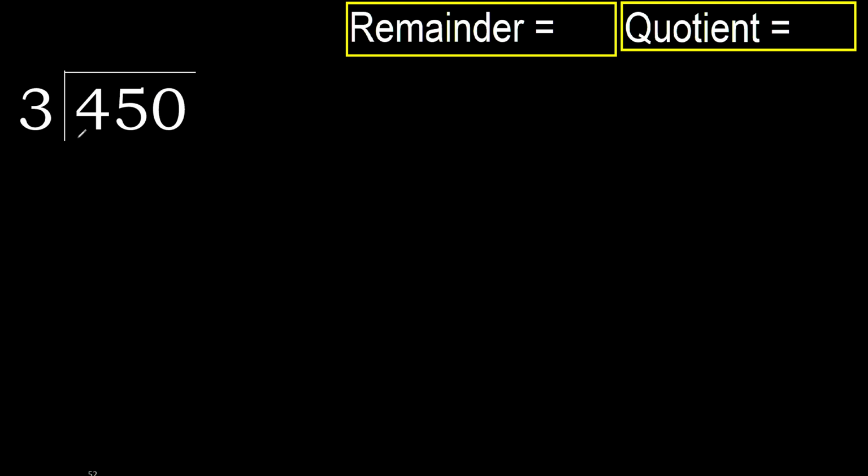450 divided by 3. 4 is not less, therefore we start with 4. 3 multiplied by which number is nearest to 4, but not greater? 3 multiplied by 2 is 6. 6 is greater. 3 multiplied by 1 is 3. It is not greater. Okay. Subtract 1. Next, 15.